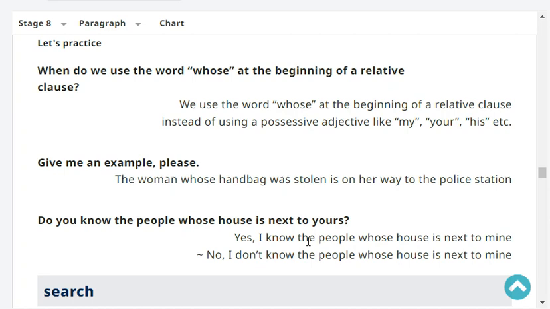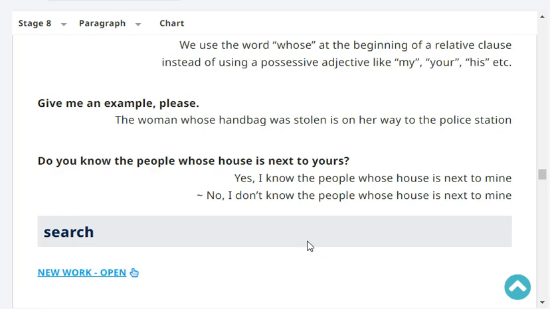The woman whose handbag was stolen is on her way to the police station. Do you know the people whose house is next to yours? Yes or no? No, I don't know the people whose house is next to mine.